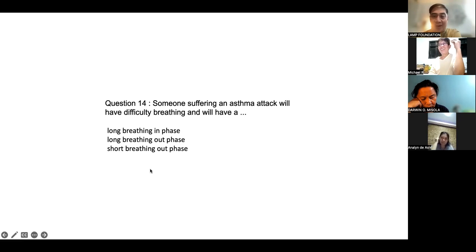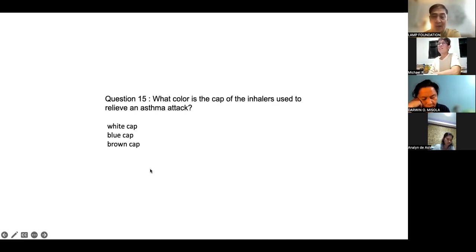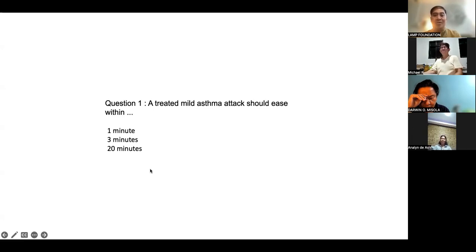Someone suffering an asthma attack will have difficulty breathing and will have a long breathing out phase. Yeah. Tama yung out phase niya. What color is the cup of the inhalers used to relieve an asthma attack? I'm not familiar with this one, Doc, but I think not white, but blue cup. Blue cup. Wow, very good. So now familiar ka na. A treated mild asthma attack should ease within? Not 3 minutes. 20. 3 minutes in the middle.